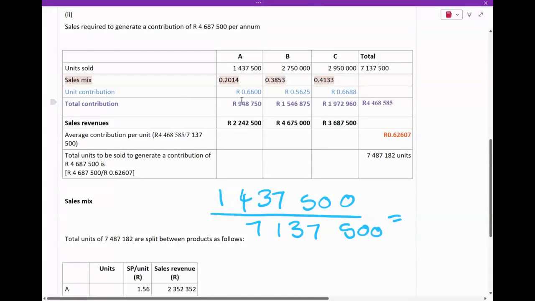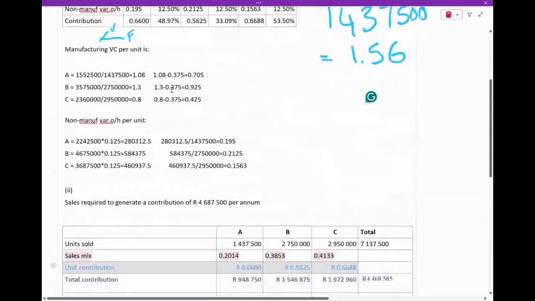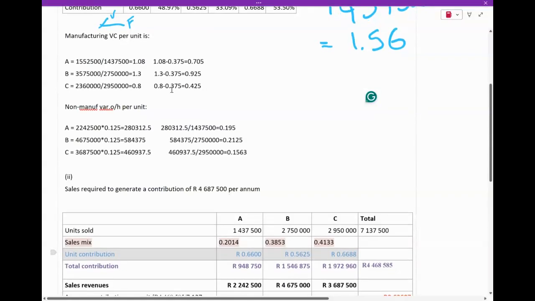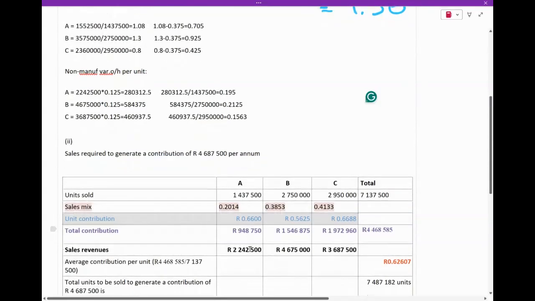Okay. Then we go on to the unit contribution. This we have also already calculated. We calculated this in the first part of the question, in A. Okay, so it's a copy and paste job from here. So there you can see the 0.66, the 0.5625, and obviously the 0.6688. Okay, copy and paste. So now total contributions. We then simply take your unit contribution times your total sales units to get your total contribution. Okay?